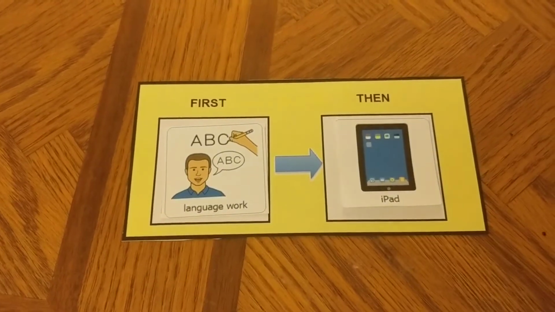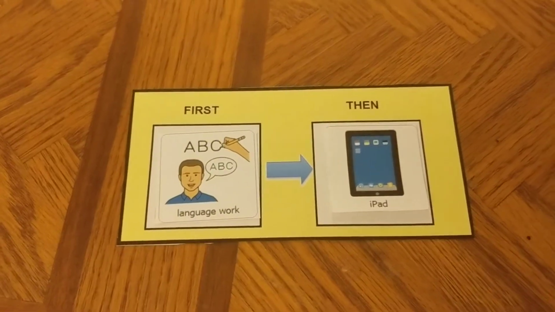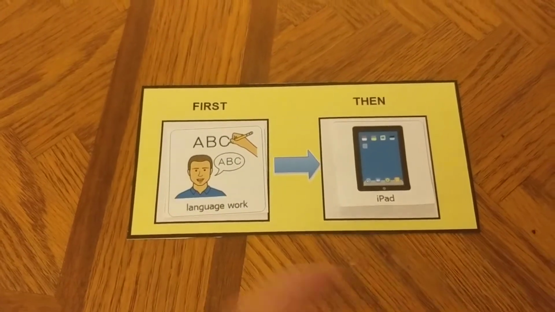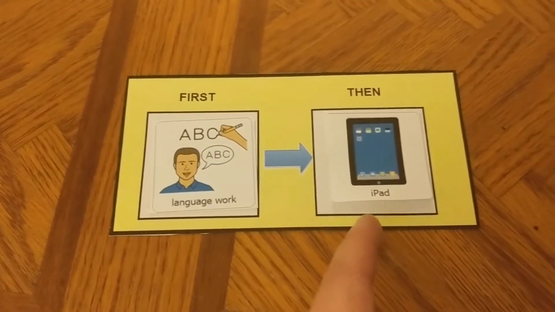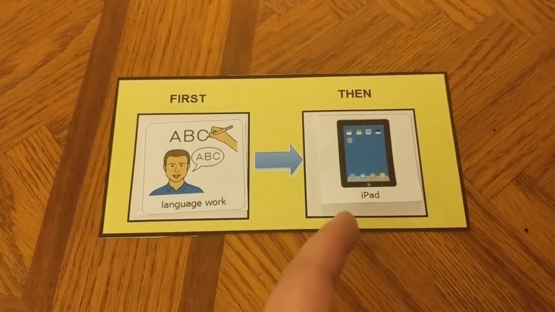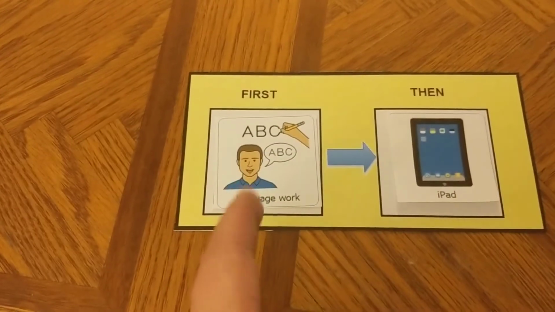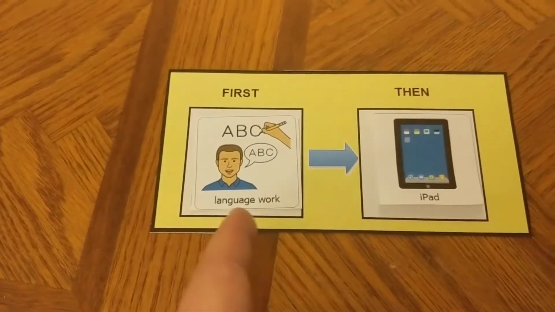In this video I'm going to show you how to use a first then board. The first then board is a really great tool if there's an activity that your child really wants to do, but you would like them to do a less preferred activity first.